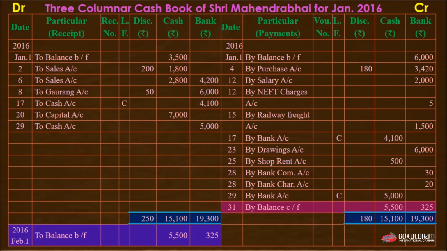Then we close the bank column. Here the bank column also has a debit balance, because the debit side is more than the credit side. So here the debit side balance is 19,300 rupees. This balance is recorded on both sides. Then the difference that comes is 325 rupees. It is our bank balance, and this bank balance is transferred to the next month.